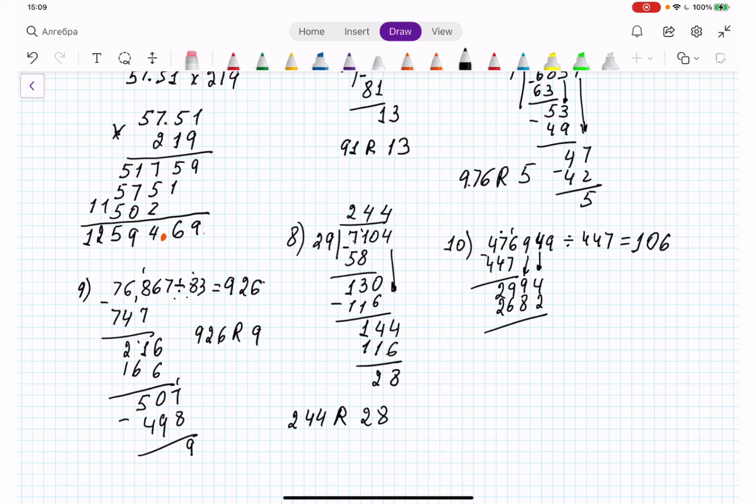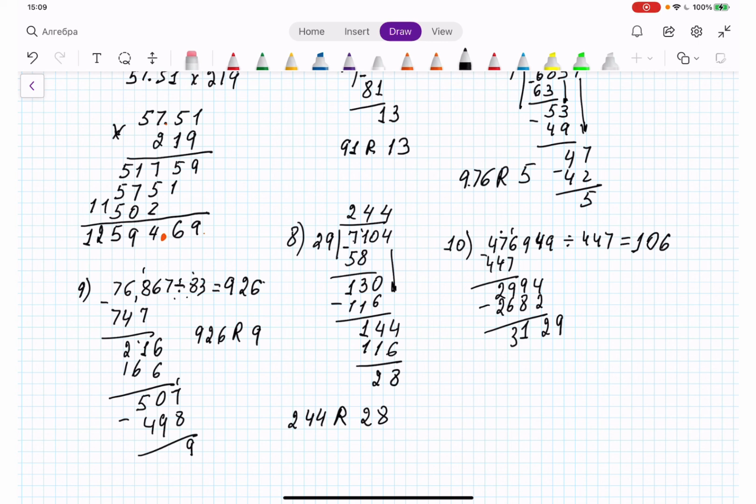So 4 minus 2 is 2. 9 minus 8 is 1. 9 minus 6 is 3. 312. It's less than 447, which means I made the right choice. Okay, bringing down 9, the last 9. Okay, let me clean this too, not to make a mess.